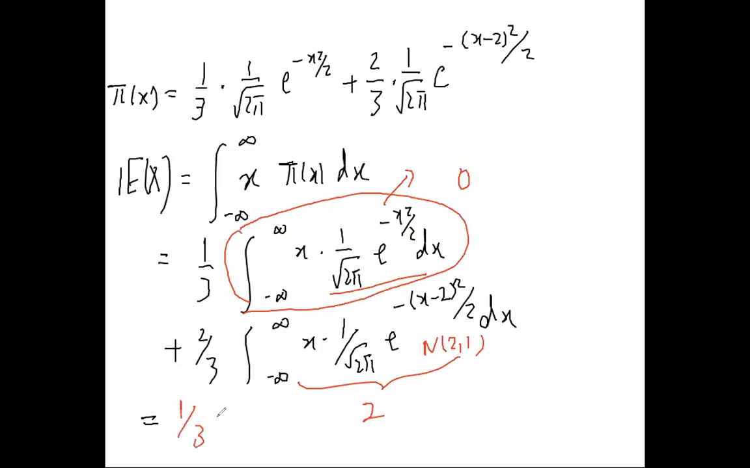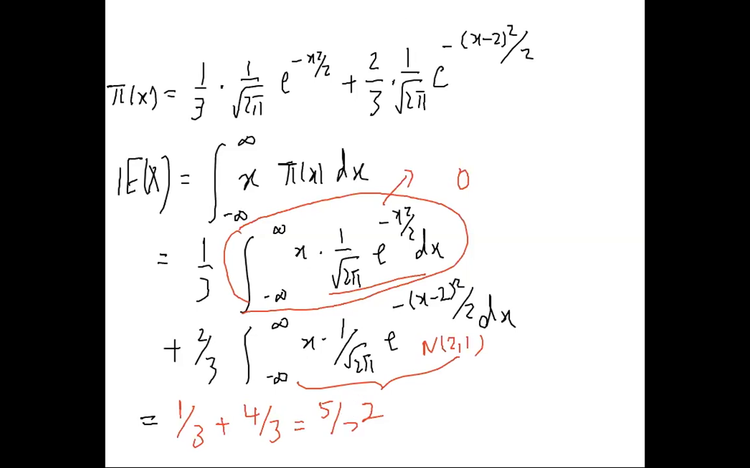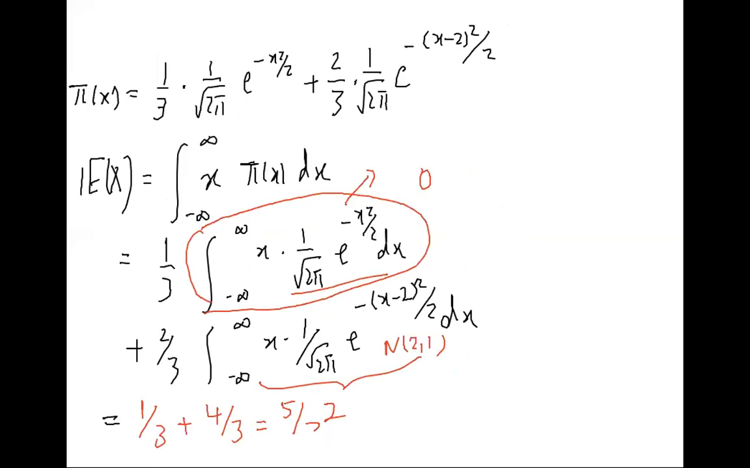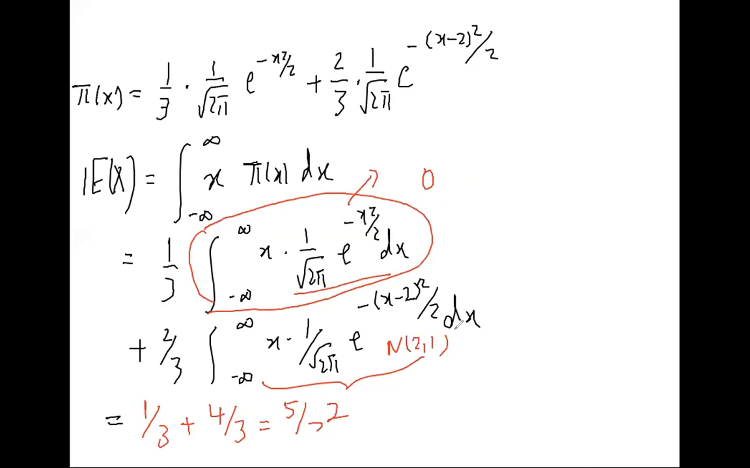So you have 1/3 plus 4/3. So this is equal to 5 over... that's 2, right? Okay. So it's 5 over... Sorry, this is 0. Okay. It's 4/3.